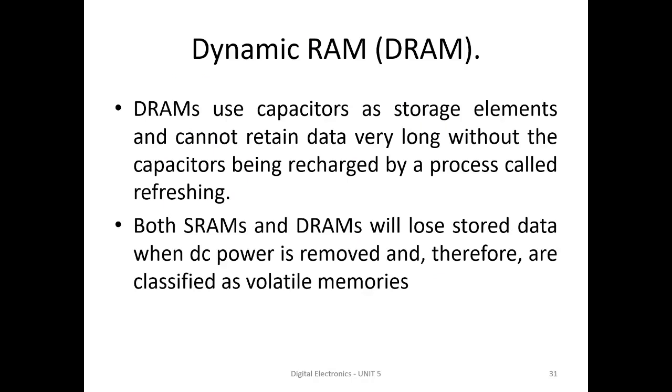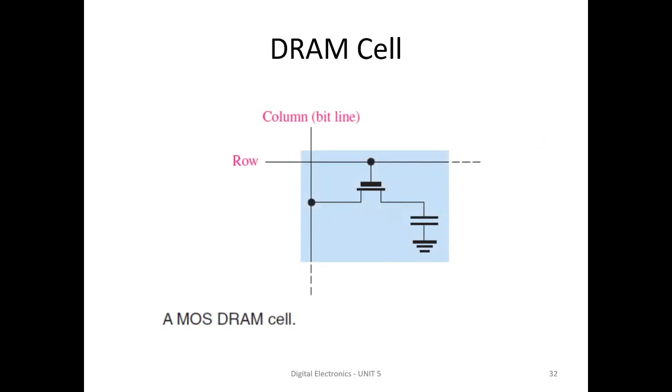And next is your dynamic RAM. Dynamic RAM uses a capacitor as the storage element and cannot retain data for a very long time without the capacitor being recharged by a process called refreshing. Since I'm using a capacitor, I cannot retain my storage for a long time. It has to be refreshed then and there. Both SRAM and DRAM lose stored data when DC power is removed, and hence they are called volatile memory. So this is your DRAM cell.